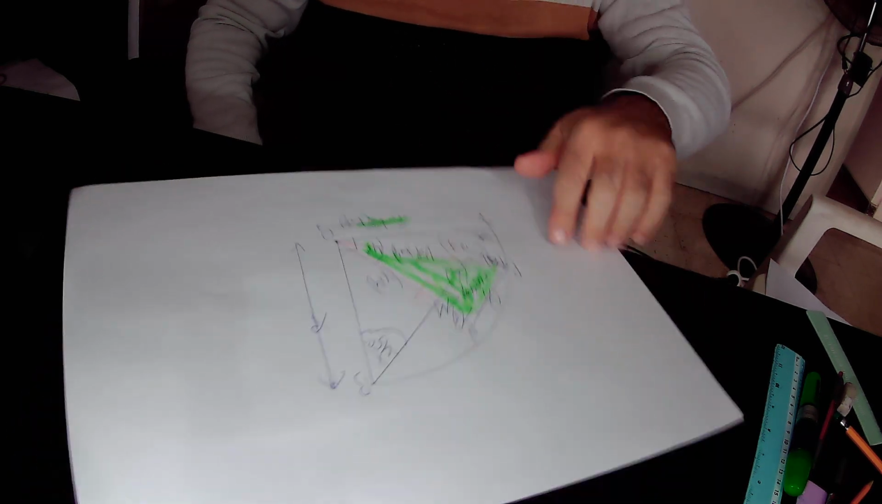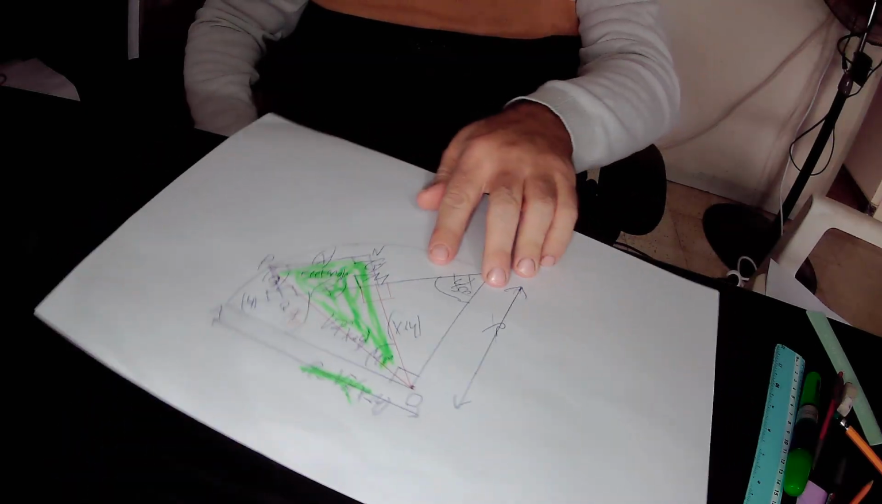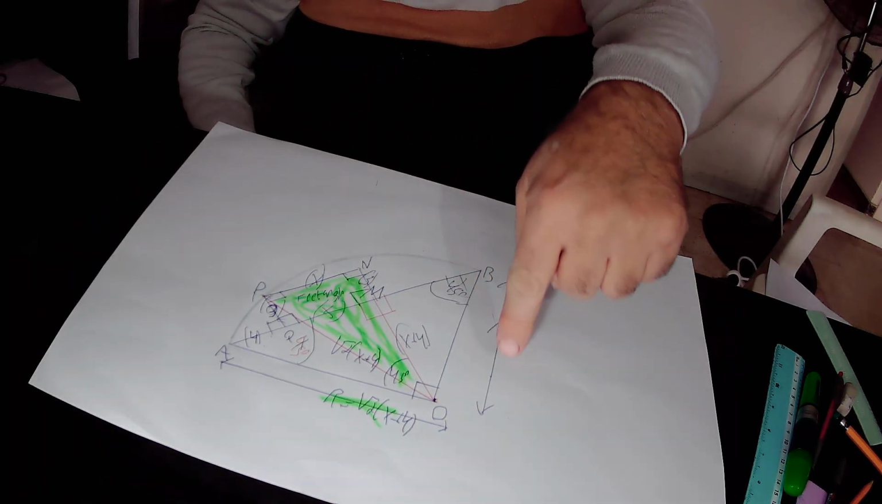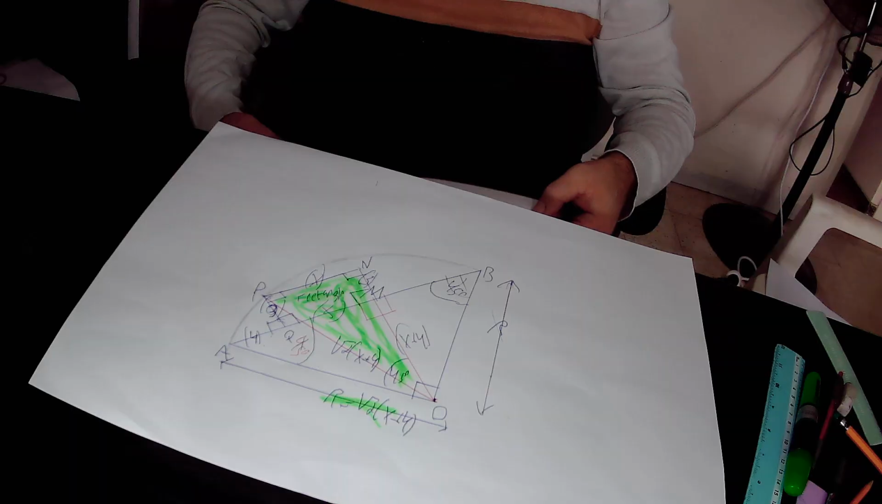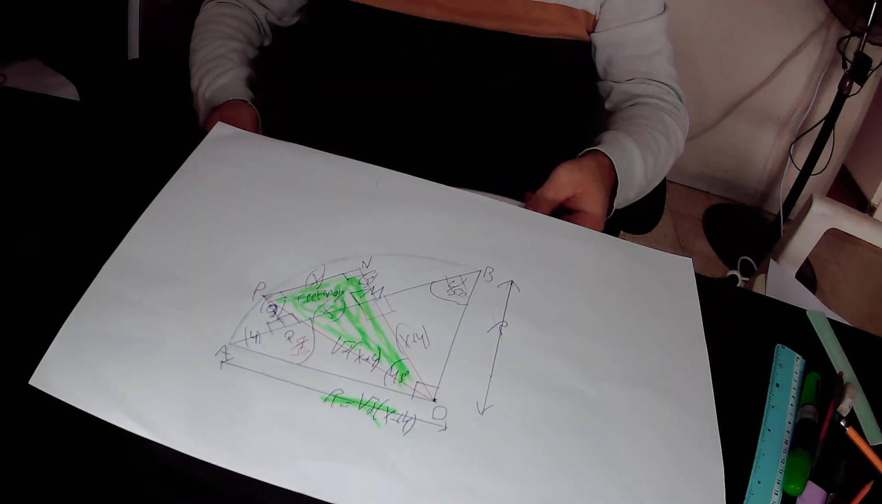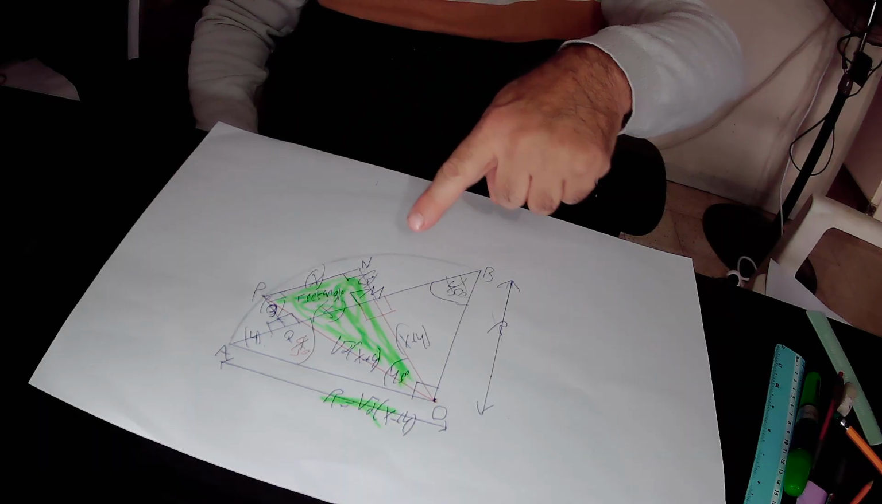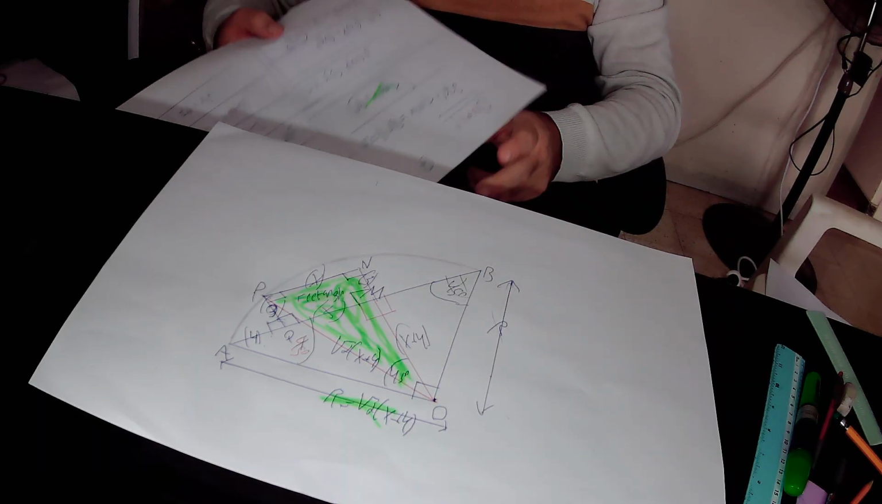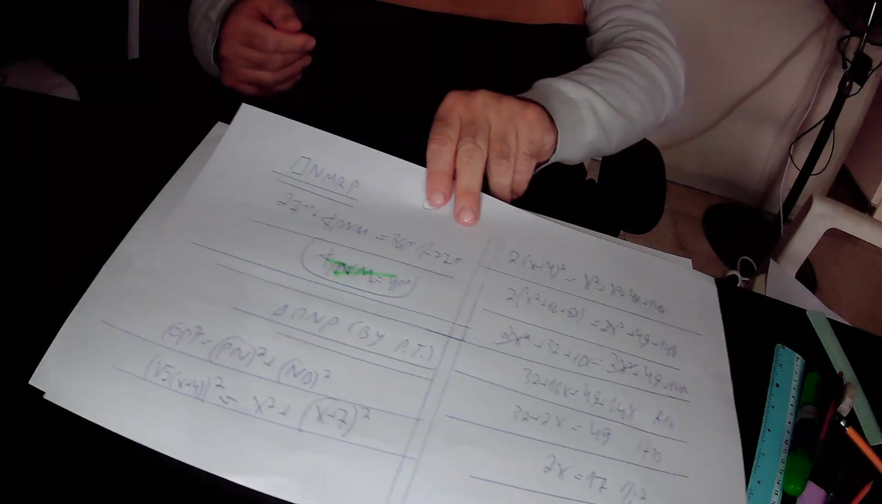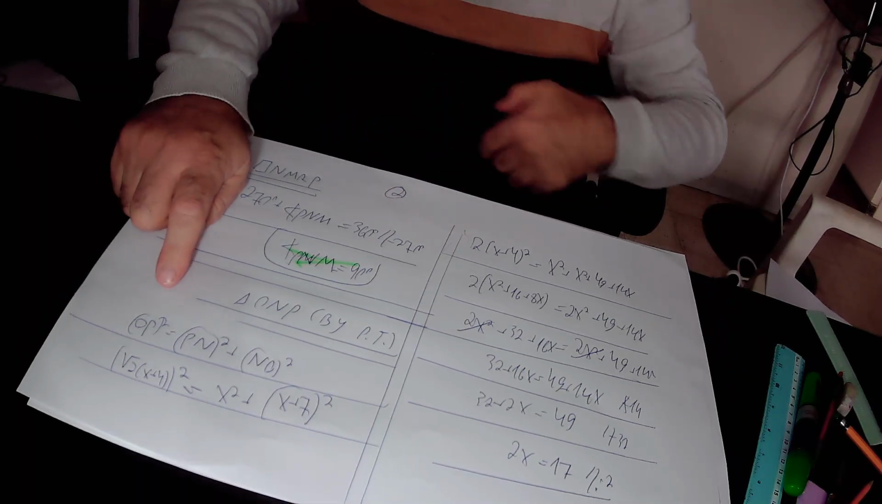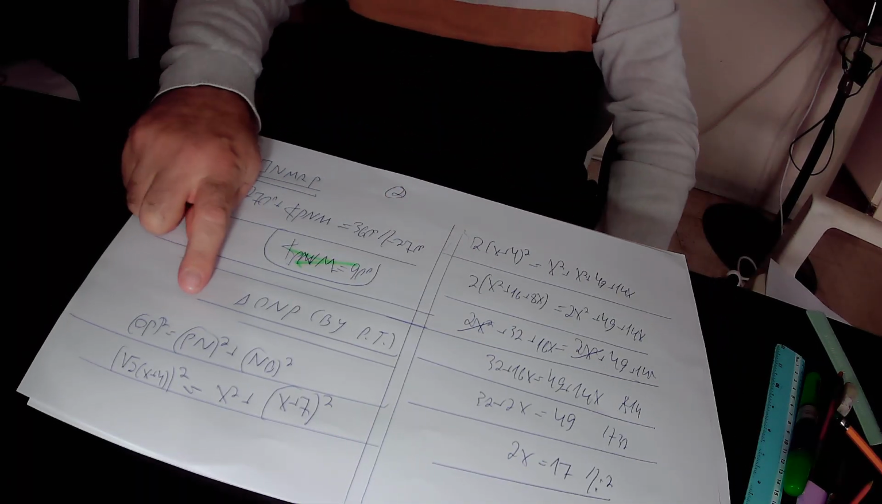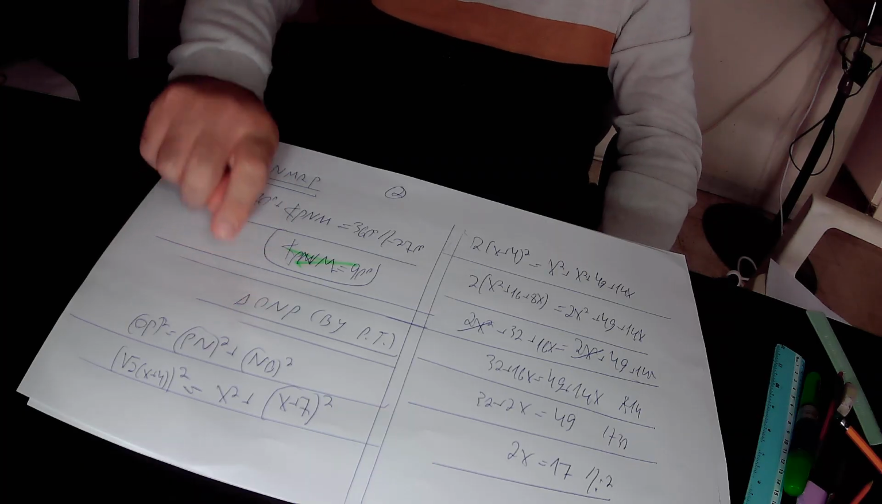In the next step, we apply the Pythagoras theorem on this right triangle PNO. In this right triangle PNO, according to the Pythagoras theorem, PO squared, that is the square of the hypotenuse, equals PN squared plus NO squared. Again, in the right triangle OMP, according to the Pythagoras theorem, OP squared, that is the square of the hypotenuse, equals PN squared plus NO squared.